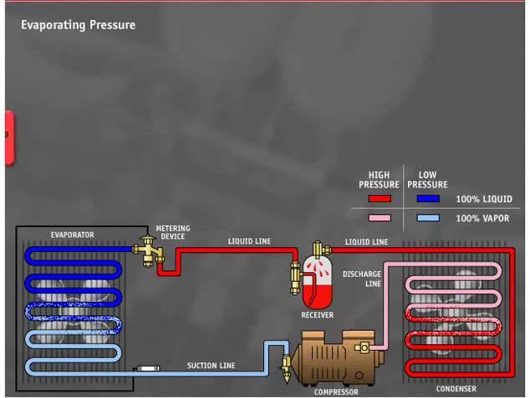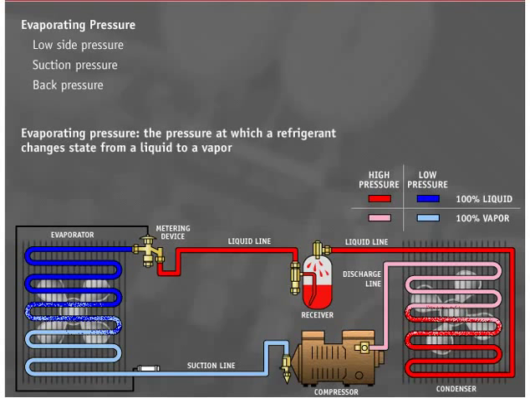Evaporating pressure is also referred to as low side pressure, suction pressure, or back pressure. The evaporating pressure is the pressure at which a refrigerant changes state from a liquid to a vapor. This phase change is referred to as evaporation or vaporizing.